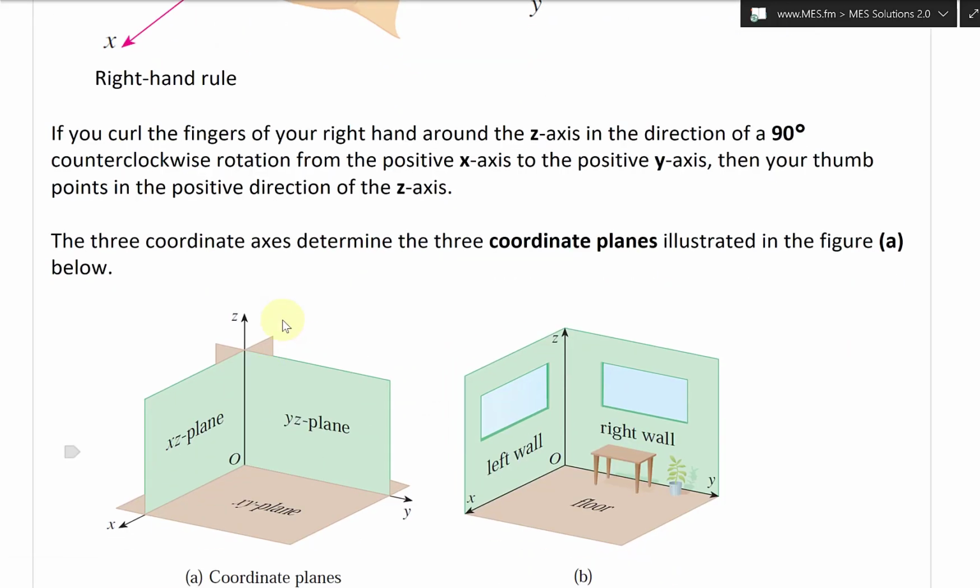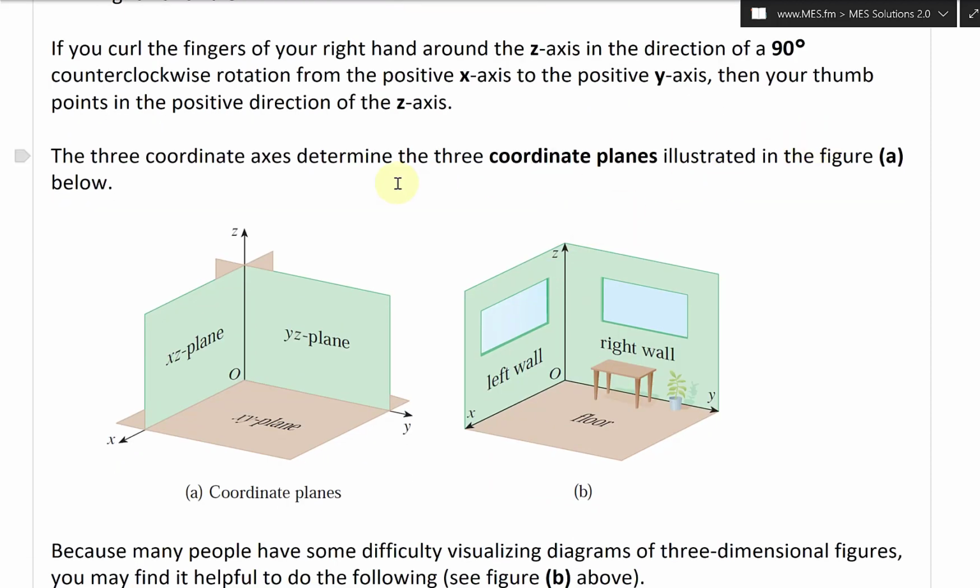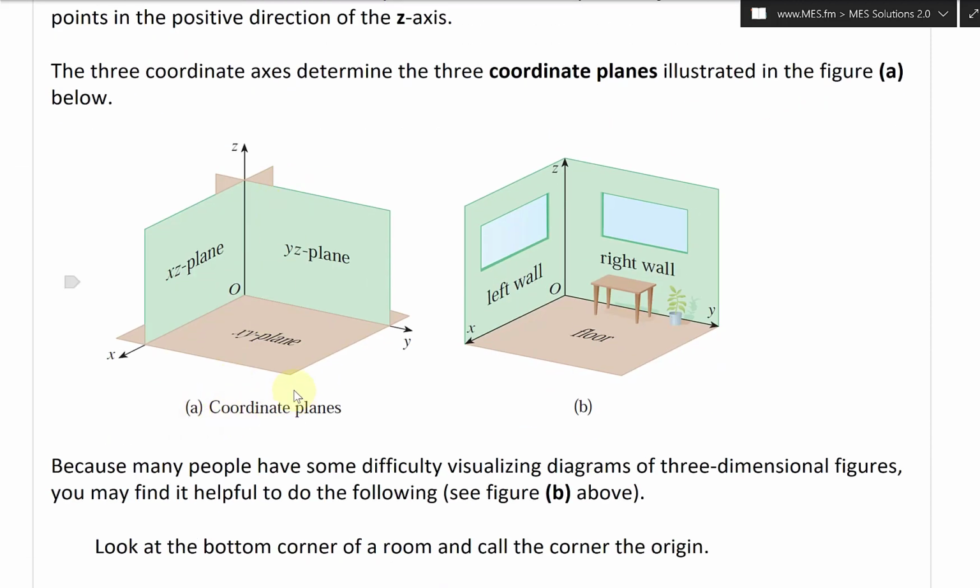The three coordinate axes determine the three coordinate planes illustrated in figure A below. So here are the coordinate planes. This is the xy plane over here, the yz plane is vertical over there, and on this side you'll have the xz plane. So those are the planes there.